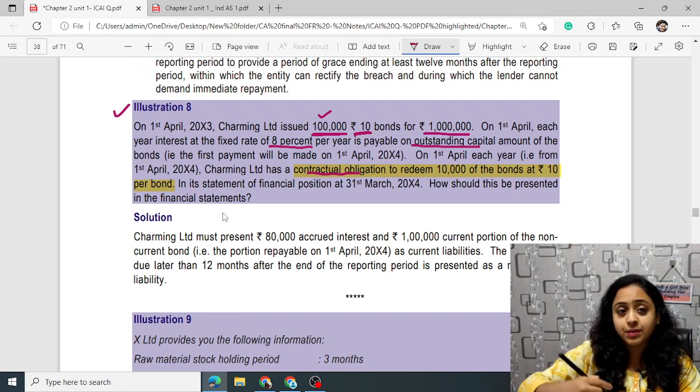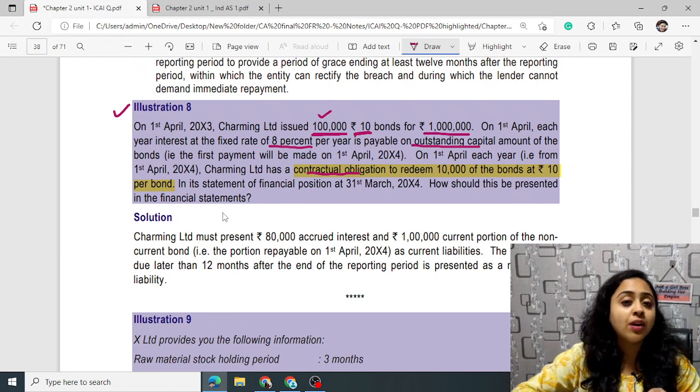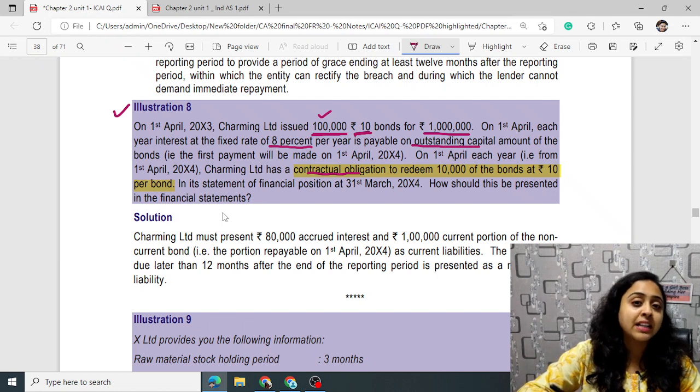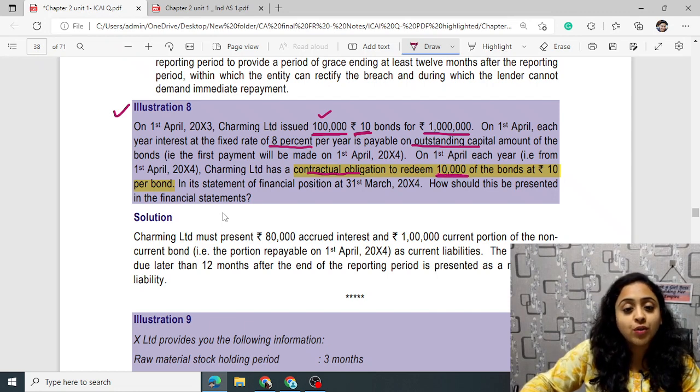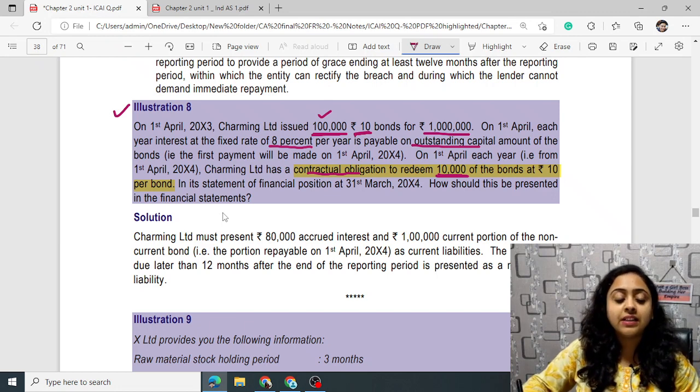On 1st April each year, from 1st April 2004, Charming has a contractual obligation. Okay, it is as per the deal, as per the contract, and it cannot act other than in the manner prescribed. Contractual obligation to redeem 10,000 of the bonds. Okay, out of 1 lakh they have to redeem 10,000 at rupees 10 per bond. In its statement of financial position at 31st March 2004, how should this be presented in the financial statement?